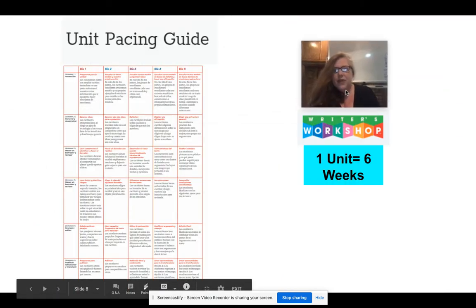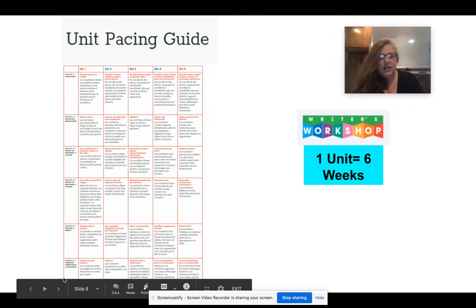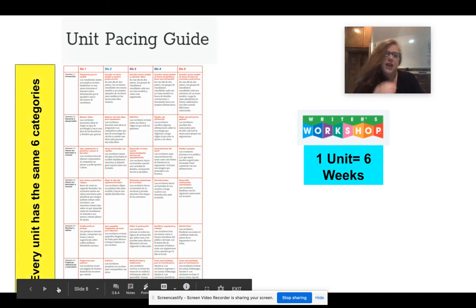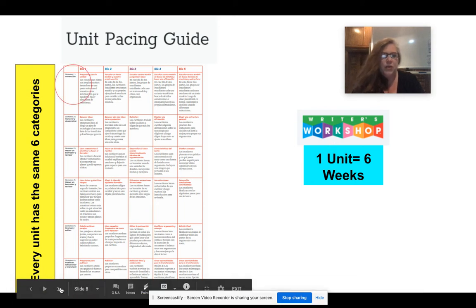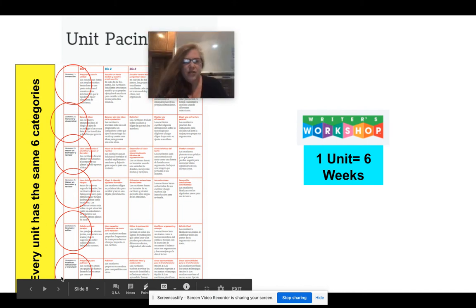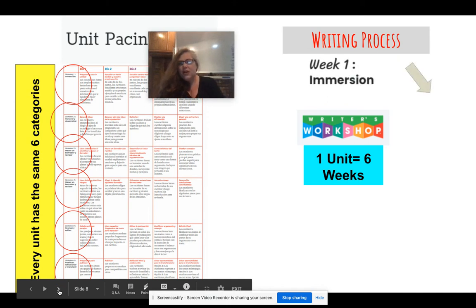So every unit pacing guide looks like this. It has six categories that are the same categories each unit, and one unit is also 6 weeks. So we've got 1, 2, 3, 4, 5, 6, and these 6 weeks or 6 categories actually follow along with the writing process. So the first week is immersion.